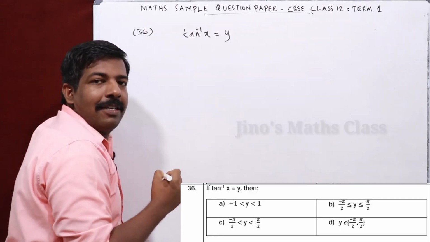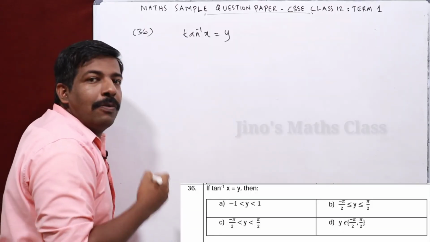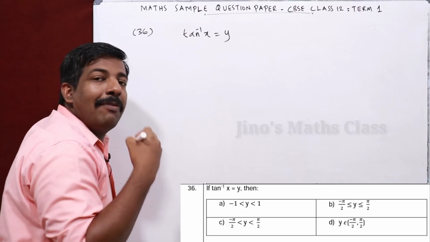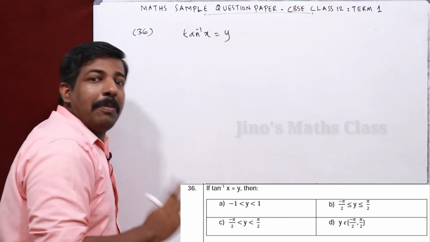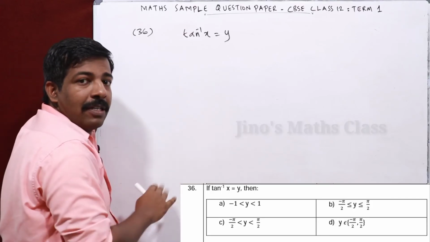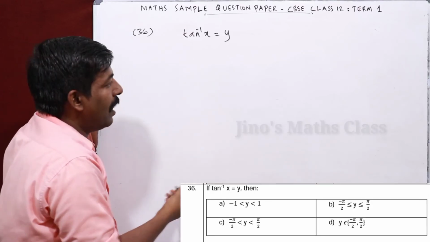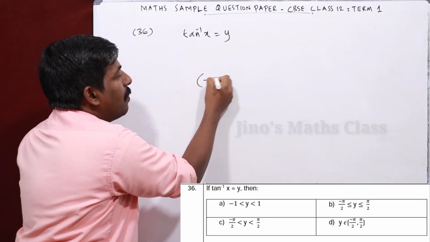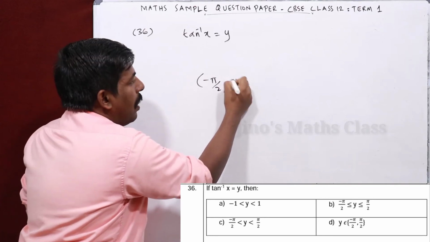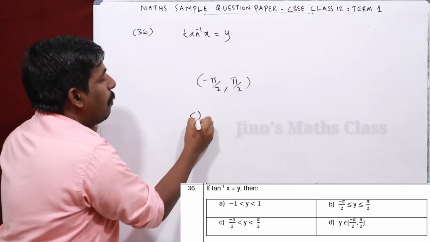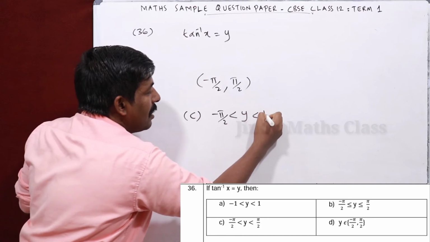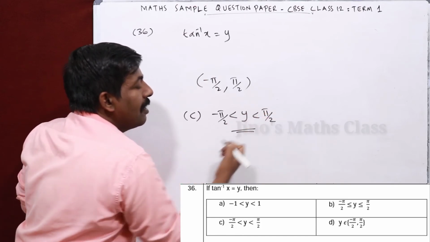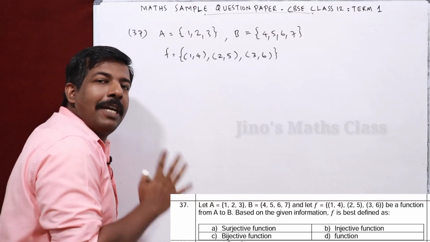Question number 36. Here tan inverse x is equal to y, and in the options they gave the values of y. That means we have to find the range of y. That means we have to find the range of tan inverse x. We already know the principal range of tan inverse x is the open interval minus pi by 2 to pi by 2. That means option C, minus pi by 2 less than y less than pi by 2, is the correct answer.